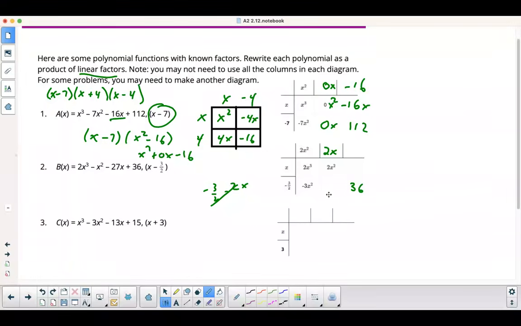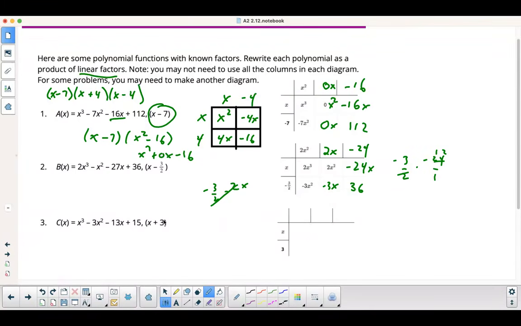The 2's cancel, so it's -3x. Here we go. We could fill this in here. You could do this one a couple ways. You could say -3x plus what gives me -27, and that's -24x. X times -24 would give me -24x, and then double check -3/2 times -24. Just write it out here. That gives me positive 36, so we're good.